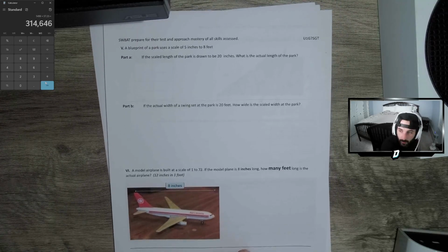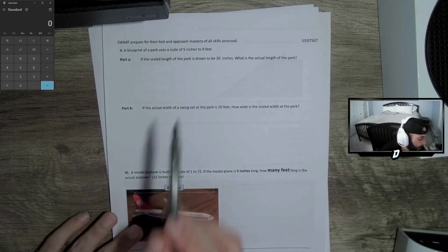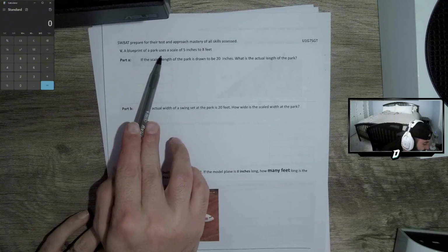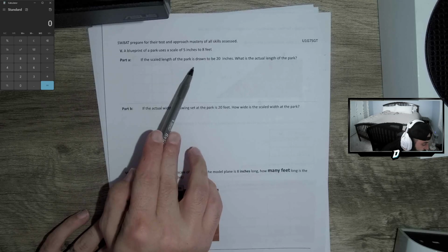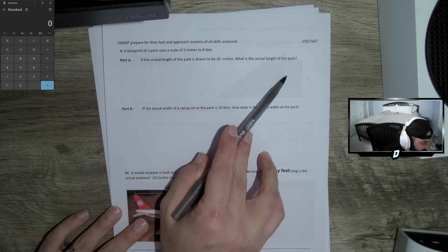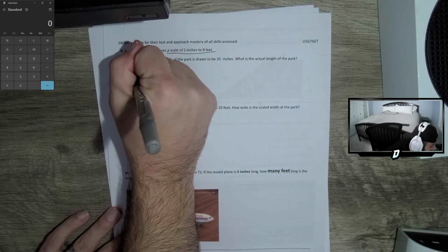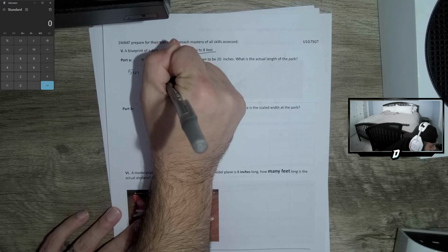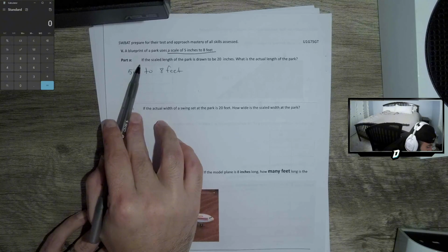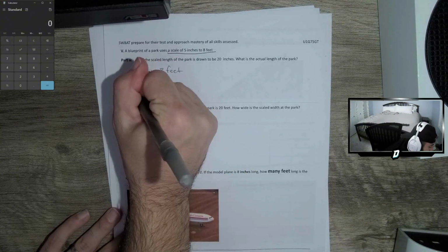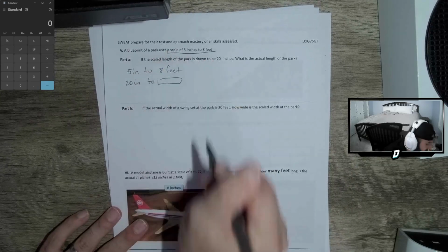All right. So question 5. A blueprint of a park uses a scale of 5 inches to 8 feet. If the scale length of the park is drawn to be 20 inches, what is the actual length of the park? So here we have our scale, right? Our scale is 5 inches to 8 feet. And we know that if the scale length of the park is drawn to be 20 inches here, right? What does this feet need to be?